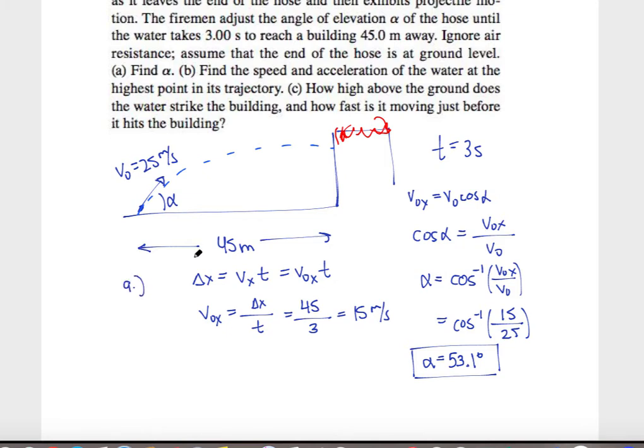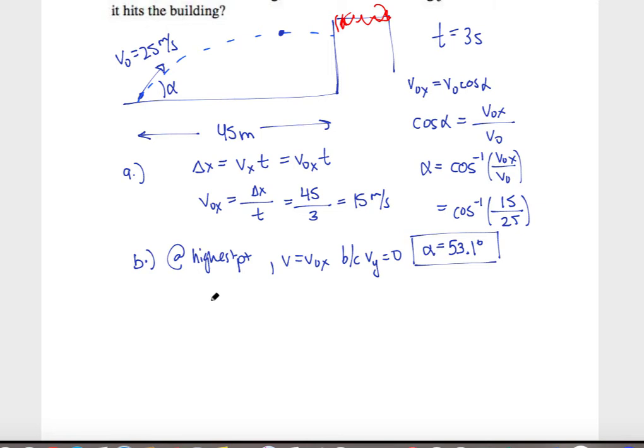Part B says find the speed and acceleration of the water at the highest point of its trajectory. So part of this should be really easy, especially if you know anything about projectile motion. So the speed at the peak, as it describes it, or the highest point, is just going to be equal to our v naught x, because vy at the highest point is 0. So our speed at the highest point, so we can just say v, not v naught, or not in a kind of vector, is just going to be the 15 meters per second we found for v naught x.